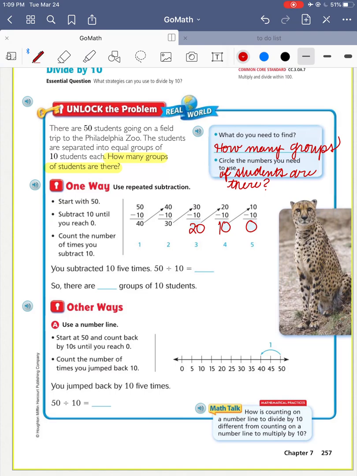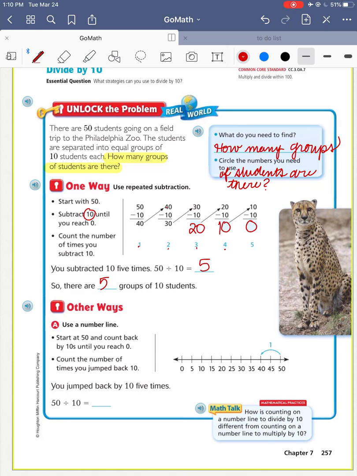Then down at the bottom, they counted the number of times we subtracted. So they subtracted 1, 2, 3, 4, 5 different times. So 50 divided by 10 is 5. So there are 5 groups of 10. Remember the repeated subtraction: you take the bottom answer and put it on the top and then subtract the 10 again.